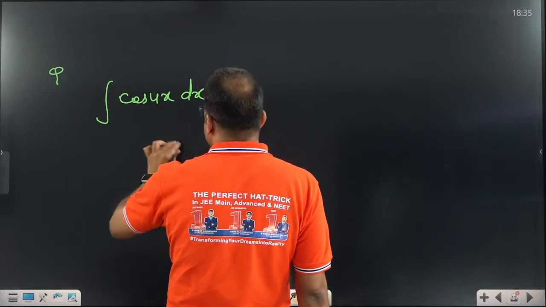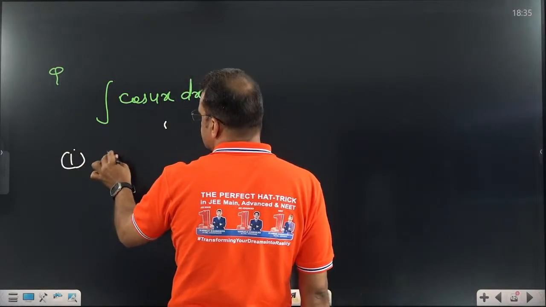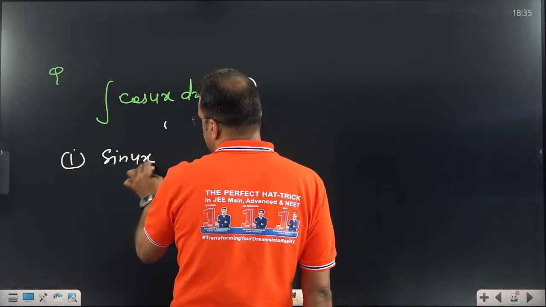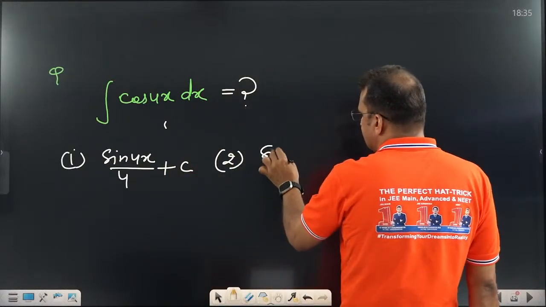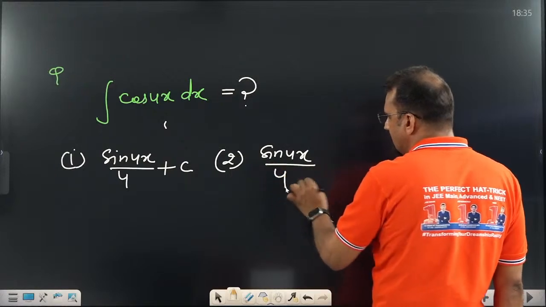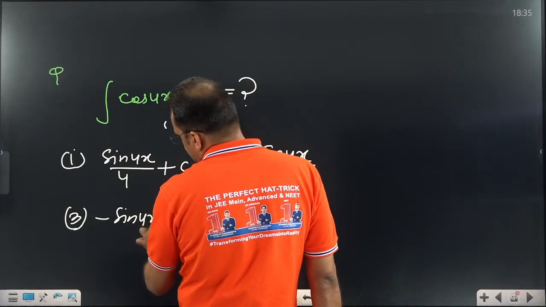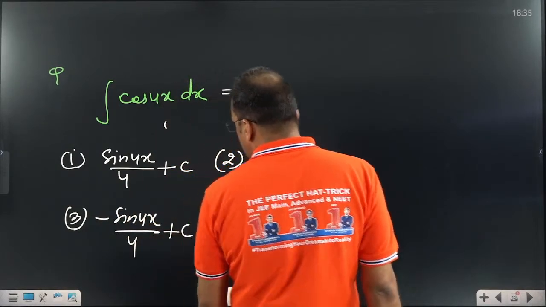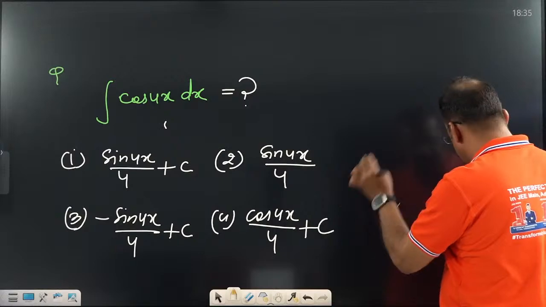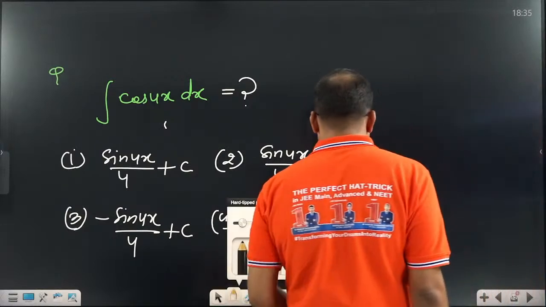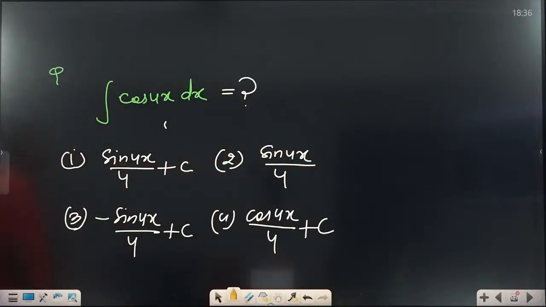The integration of cos 4x dx will be, I am giving you options. Option number 1: sin 4x divided by 4 plus c. Option number 2: sin 4x divided by 4. Option number 3: minus sin 4x divided by 4 plus c. Option number 4: cos 4x divided by 4 plus c. Which is the right option? Yes, my dear future doctors, tell me fast. What is the right answer?